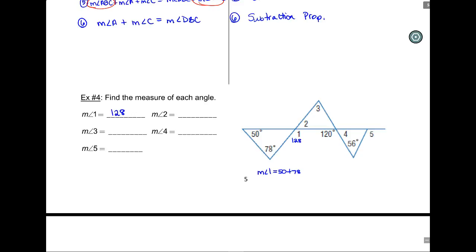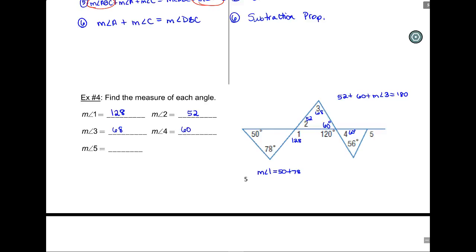Then I can see angle 1 and angle 2 form a linear pair. So I can subtract 128 from 180, and we get 52. If 120 degrees is here, I know this has to be 60, and then I can see 52 plus 60 plus measure of angle 3 equals 180. So we get 68 for angle 3. Measure of angle 4 also has to be 60. Those form a linear pair.